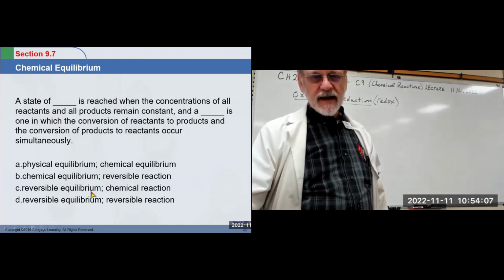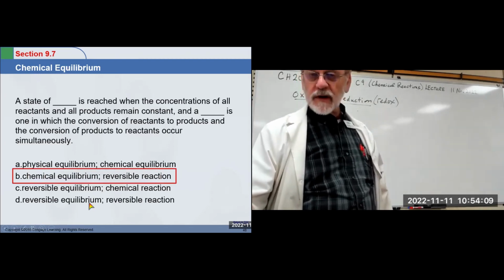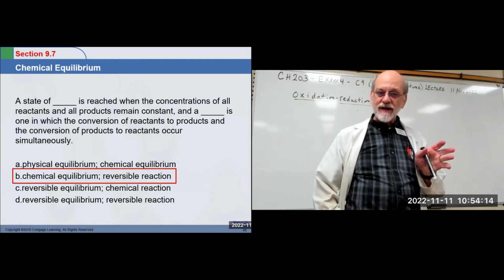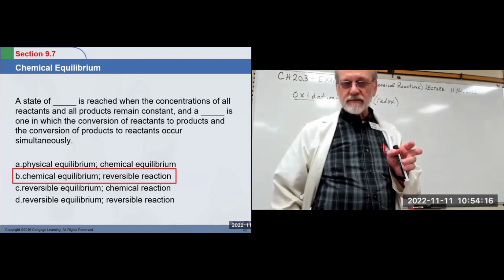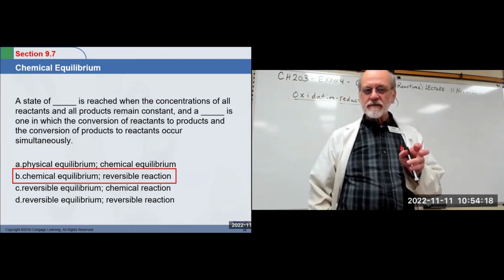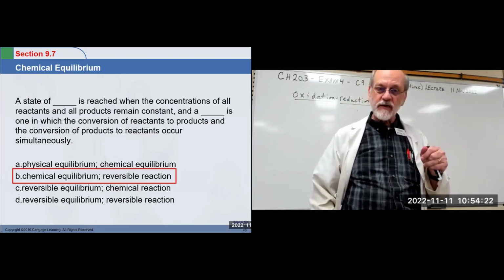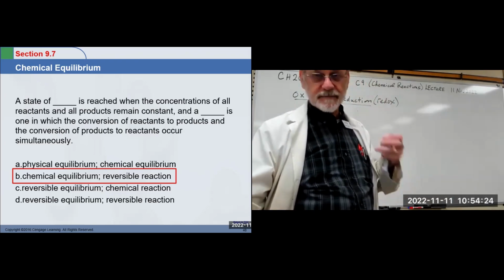Okay. A state of chemical equilibrium is reached when the concentrations of all reactants and all products remain constant. And a reversible reaction is one in which the conversion of reactants to products and the conversion of products to reactants occur simultaneously.